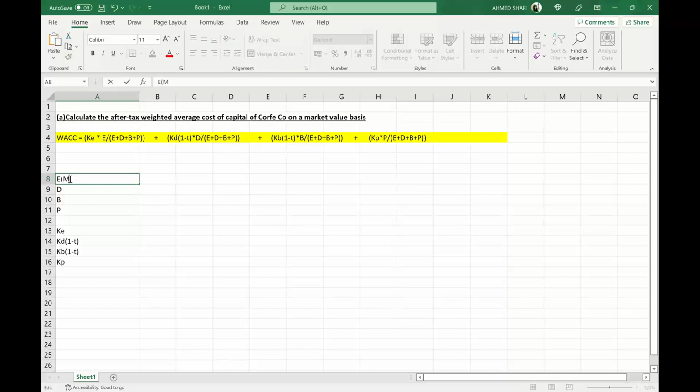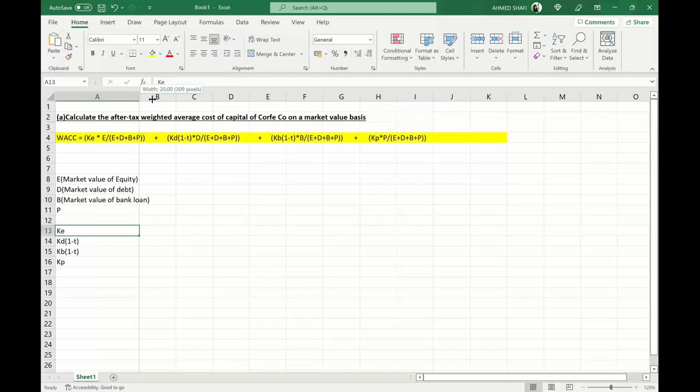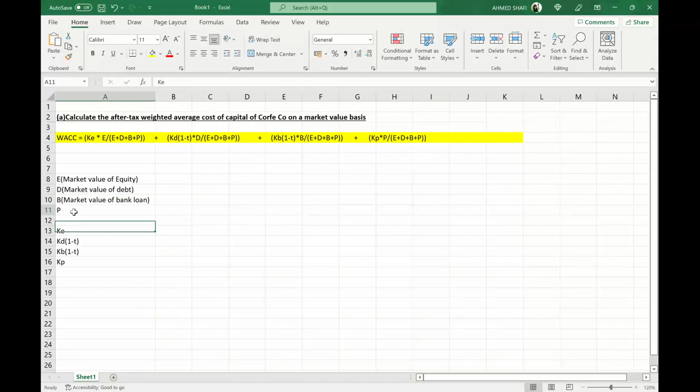Remember what I told you about E. E is the market value of equity. Okay. What did I tell you about D? It's the market value of debt. What did I tell you about B? It's the market value of bank loan. And what did I tell you about P? It's the market value of preference shares. So let's find these four things: E, market value of equity; D, market value of debt; B, market value of bank loan; P, market value of preference shares.